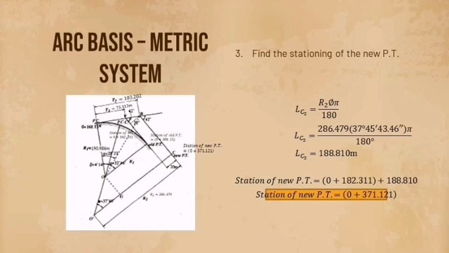So for the station of new PT equals 0 plus 182.311 plus the LC2, or the 188.810, and we will get the answer of station of new PT equals 0 plus 371.121.